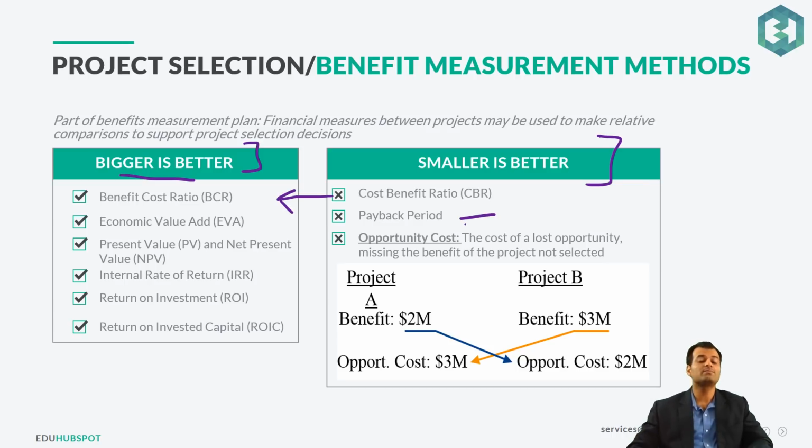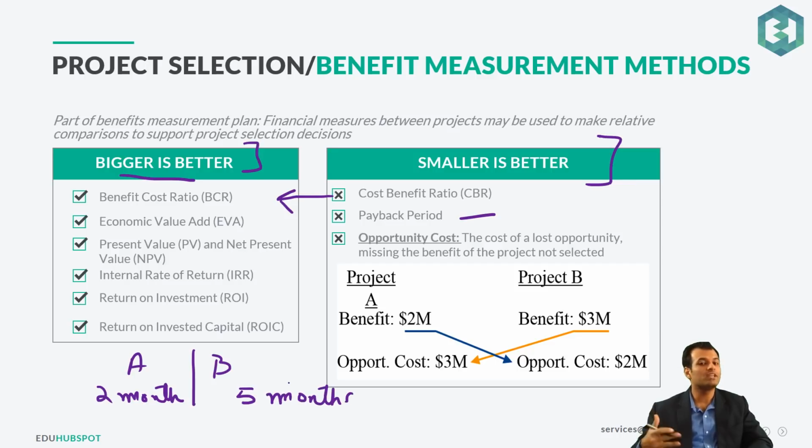Then you will see this payback period. Like for example, if they say A has a payback period of 2 months and B has a payback period of 5 months, which project will you select? You want your money to be paid back to you early, right? You don't want to wait till the end. So you will select the one with smaller number, which is A, which is 2 months. So that's your payback period.